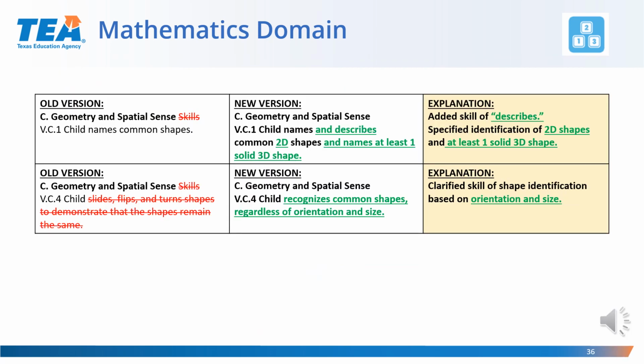Here are the skill revisions to geometry and spatial awareness. 5C1 includes the expectation of describing 2D shapes and at least one 3D shape. 5C4 clarifies the expectation of identifying a shape regardless of orientation and size.